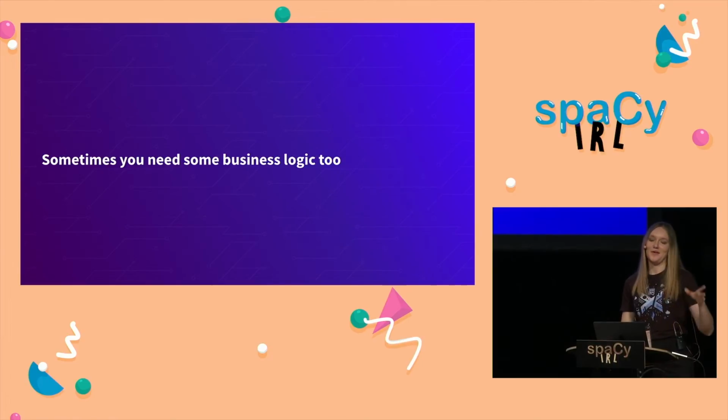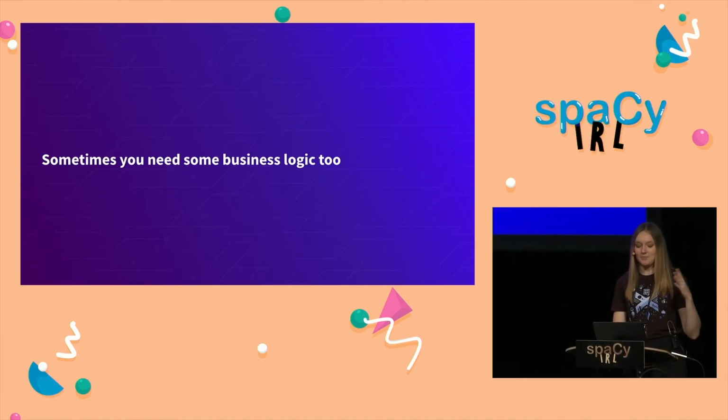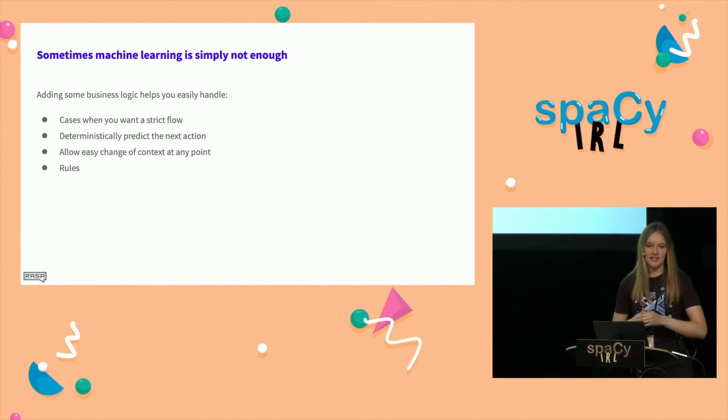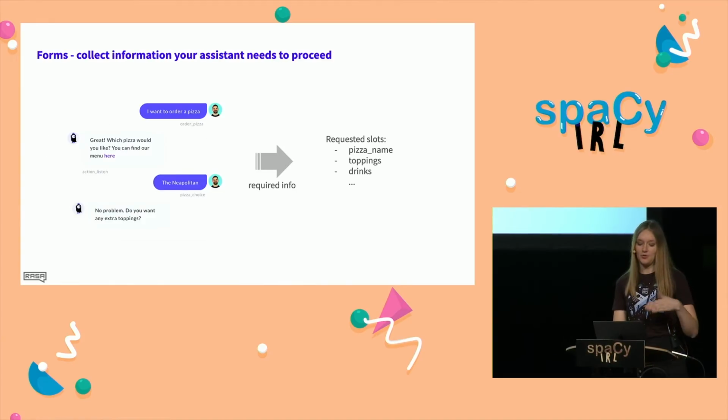Even though I'm speaking about machine learning, obviously sometimes you need some business logic as well. Sometimes you want to enforce some rules for a specific situation, or you know that based on your use case there must be some very strict flow. And obviously we all know that machine learning sometimes fails, sometimes predicts wrong things. So sometimes a combination is actually the best choice. There are a few ways to do that in Rasa already. Forms is one of the nicest ways to make sure that your assistant collects information that it needs to execute some kind of action or do something.